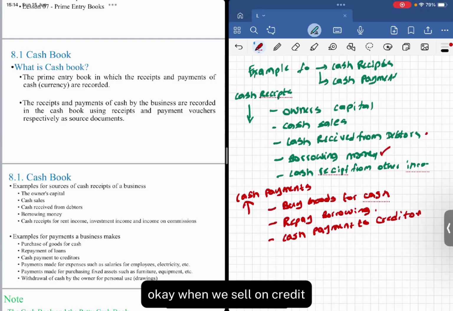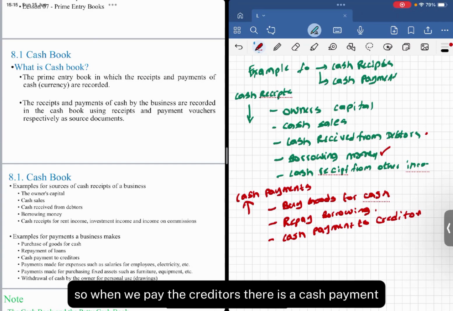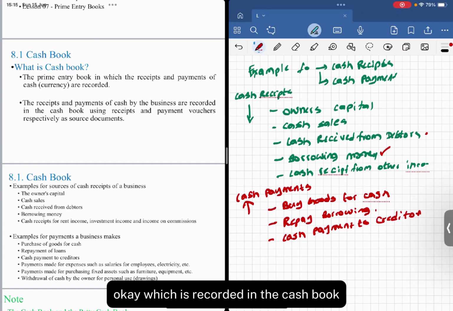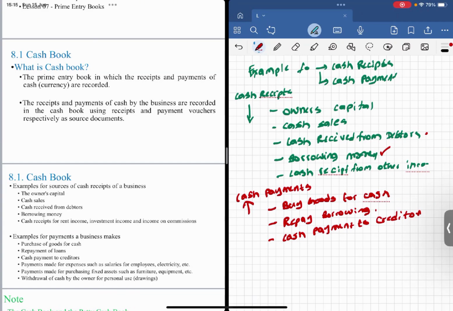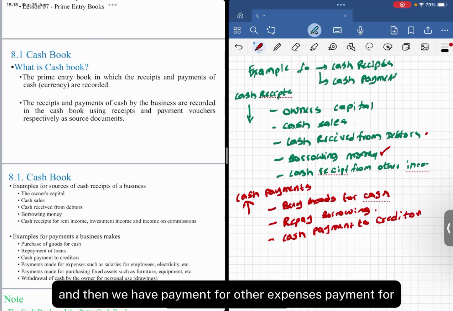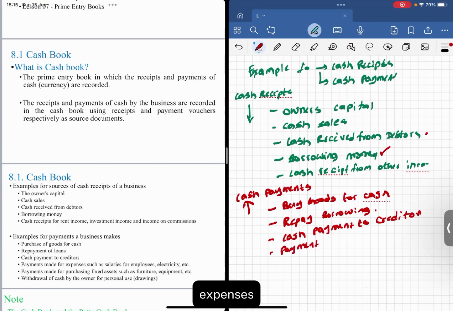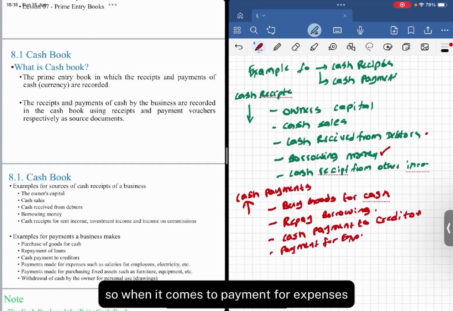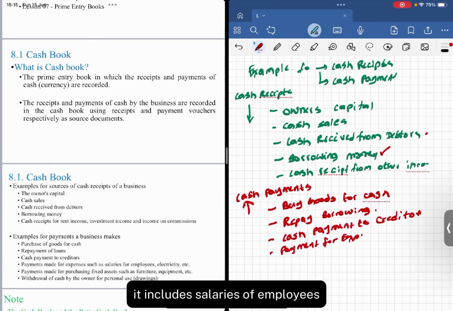When we sell on credit, we will have debtors. And similarly, when we buy on credit, we have creditors. So when we pay the creditors, there is a cash payment, which is recorded in the cash book. And then we have payment for other expenses. When it comes to payment for expenses, it includes salaries of employees, electricity, likewise.